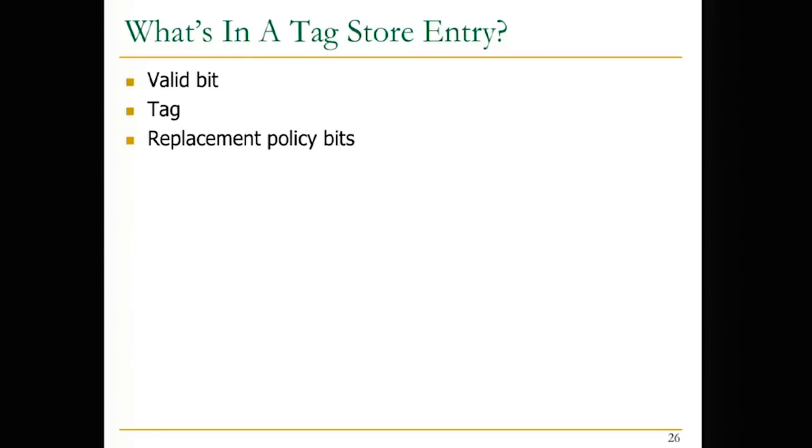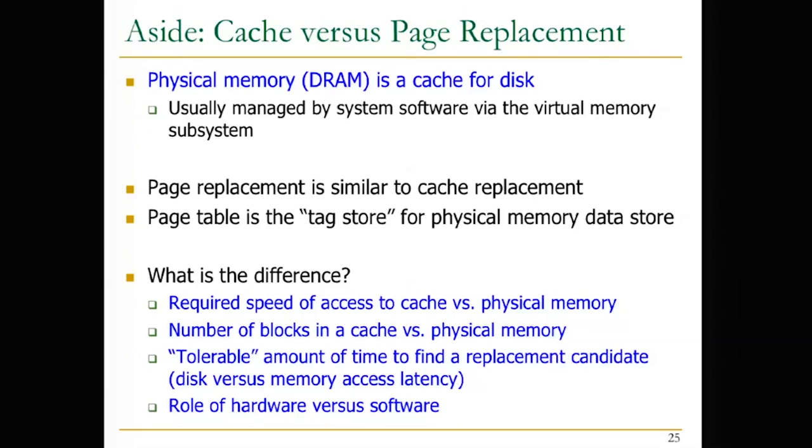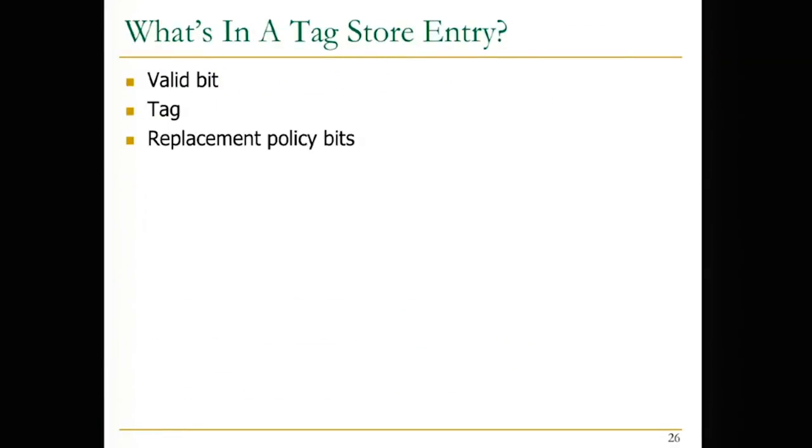So what's in a tag store entry? When you think about the page table, you can think about the page table entry also. It has similar things actually. You can have valid bits, basically that indicates whether, let's go back to caches, whether the block is valid. You need the tag, of course. And you need replacement policy bits, as we've discussed earlier. But you may need other things also, right? A dirty bit, for example, for whether you want to write back the block. The dirty bit indicates whether you've stored into the block, whether you've changed the contents of the block since you fetched it.